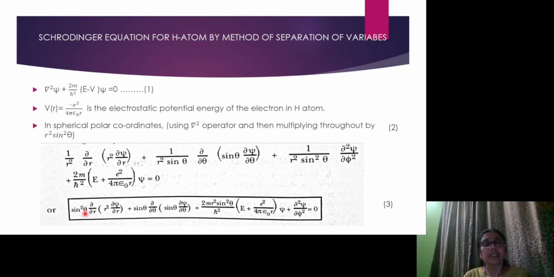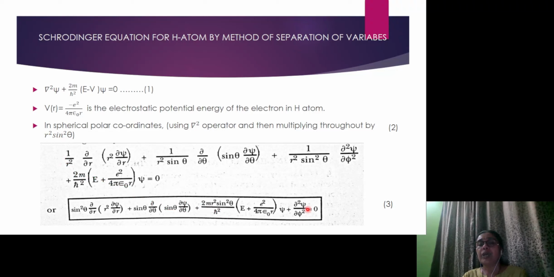There will be just sine square theta, then this del by del r as it is, this bracketed term as it is, and here this r square will get cancelled. Already there is 1 upon sine theta, so here there is a sine square theta, so we have just sine theta multiplied by this term, plus r square sine square theta is there. Okay, so we can see that this r square sine square theta gets cancelled, just del square psi by del phi square is there, and this particular term is written here by multiplying with r square sine square theta.